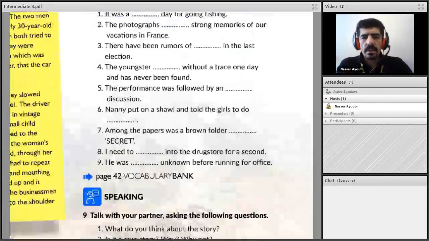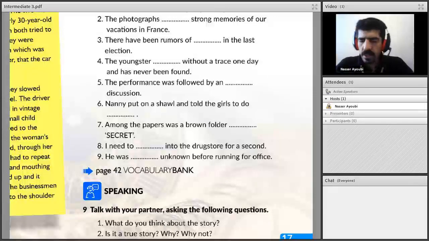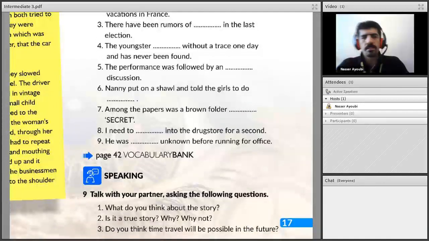4. The youngster vanished without a trace one day and has never been found. The youngster is a young guy. 5. The performance was followed by an animated discussion. Excited discussion, or let's say interesting discussion.